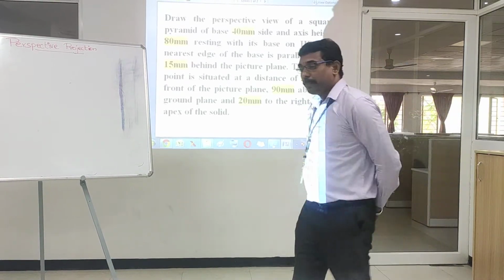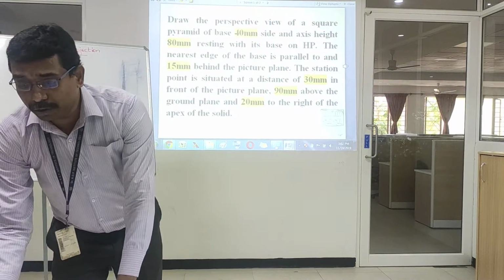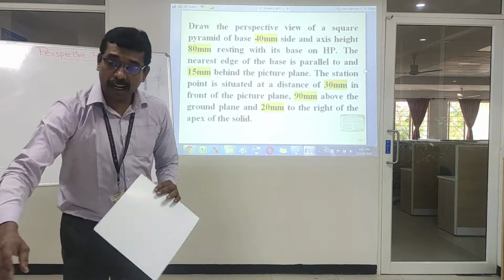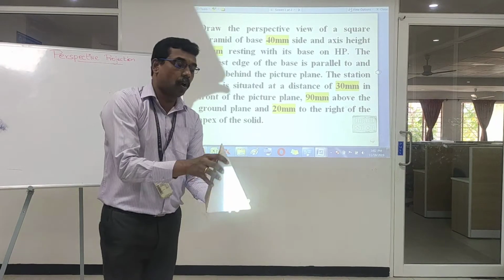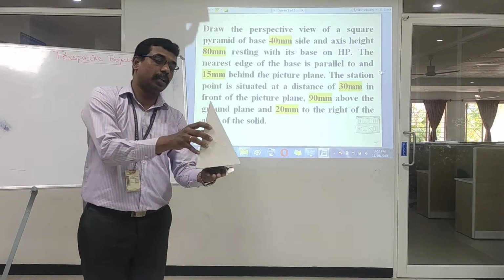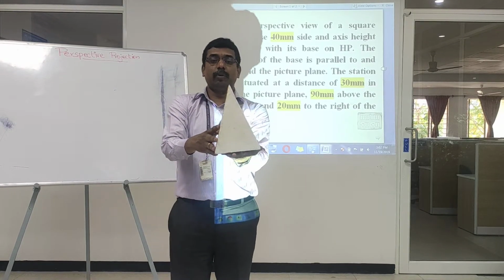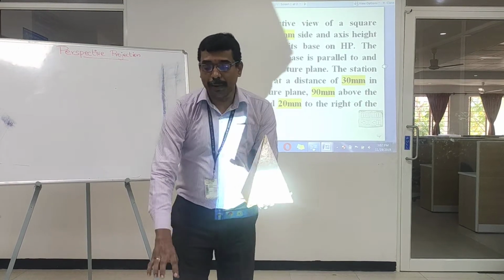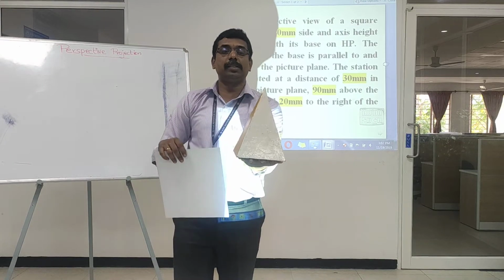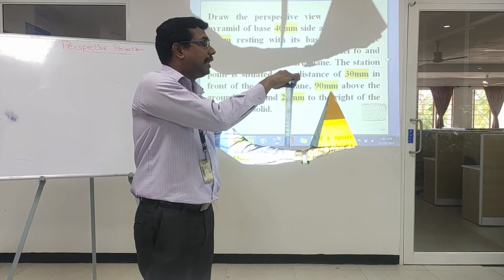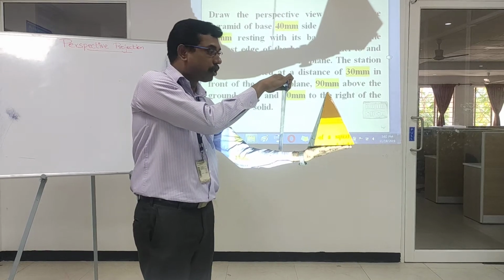Before getting into the problem, we have to know something about the various planes used in the perspective projection. We have already seen that this is going to be the solid, which rests with its base on the horizontal plane this way, and I am the observer, and I am going to see the object this way. The plane that rests between the object and the observer is called the picture plane. It lies this way.